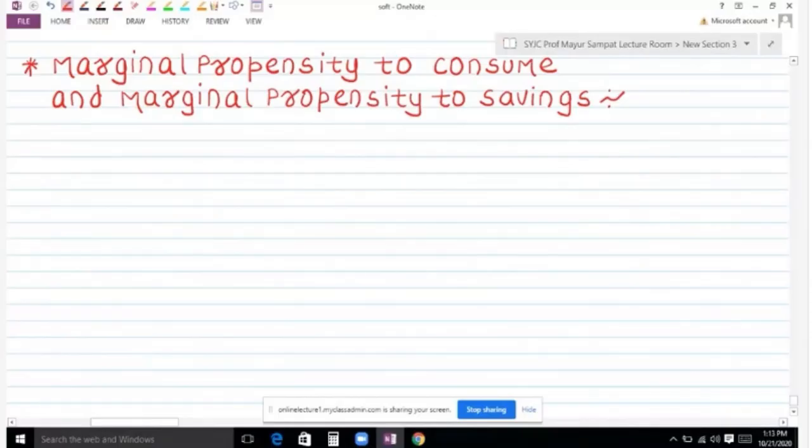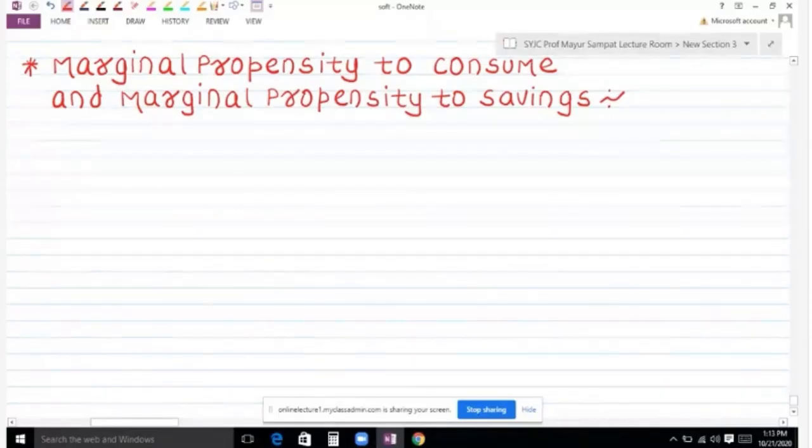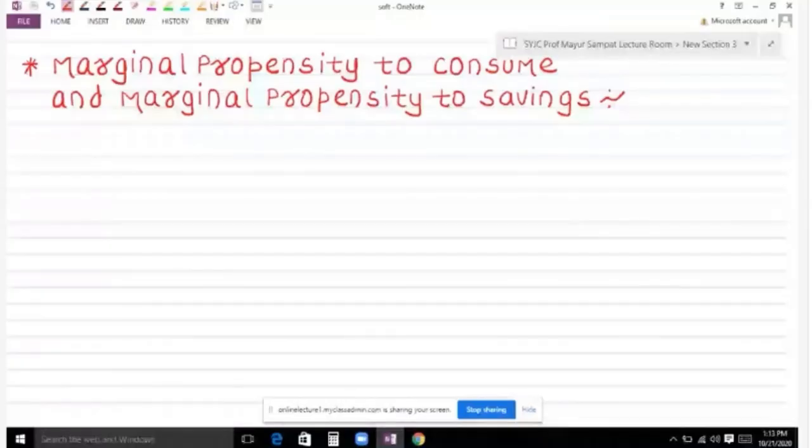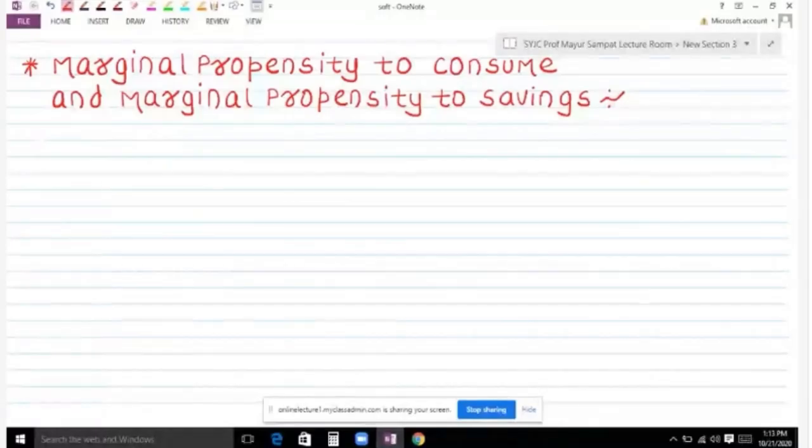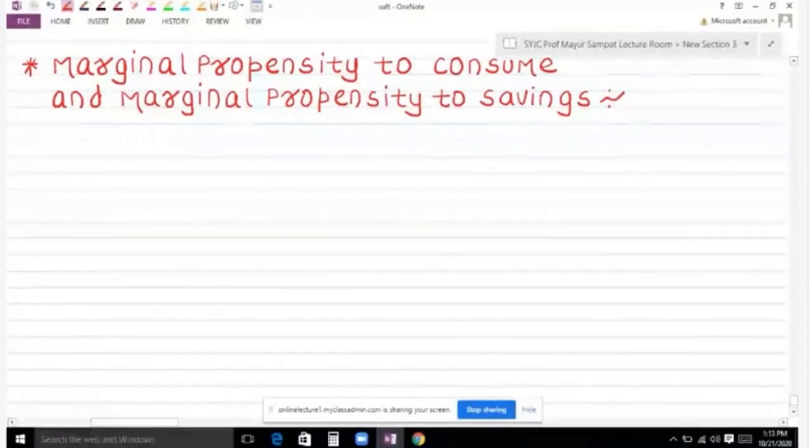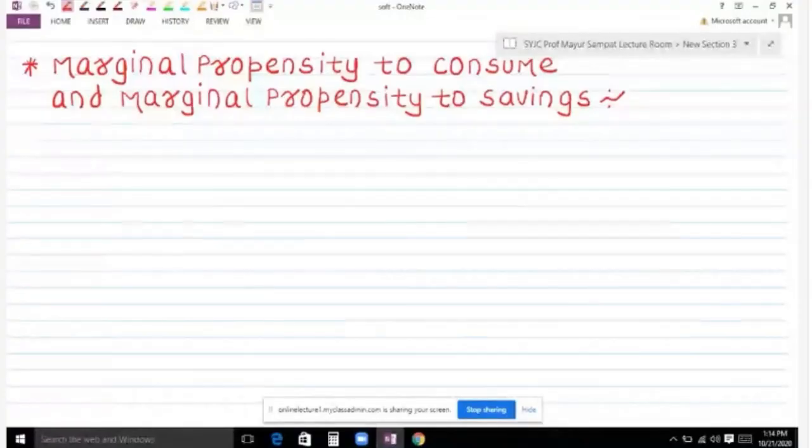Everyone is ready. We are going to start with this new application, which is called marginal propensity to consume and marginal propensity to savings. In this type of application, we are going to study the relationship between the income and expenditure of a person.